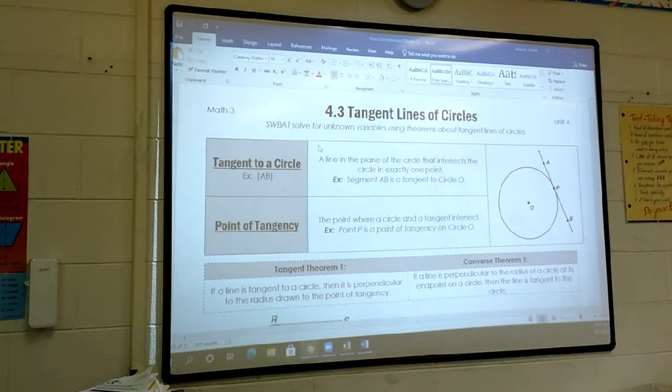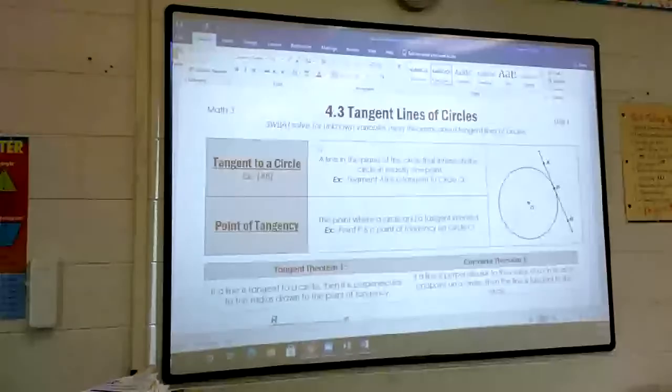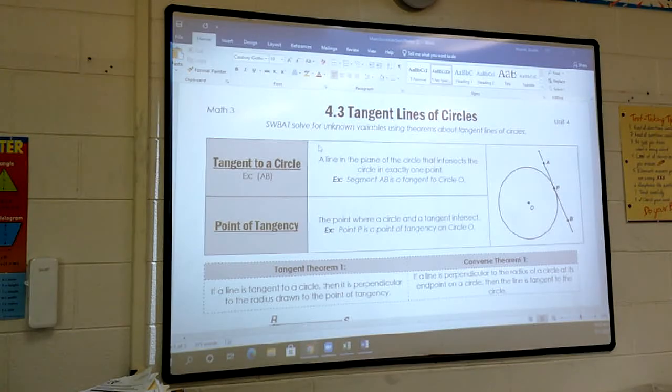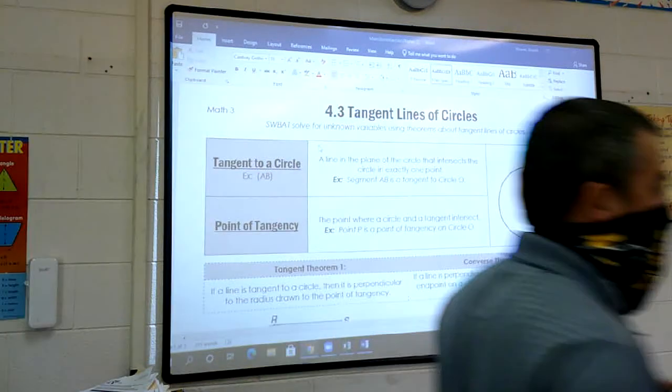So the lesson today is on tangent lines of circles. And if you look at the circle on the board, you will notice what a tangent line is. A tangent line is right against the circle. So a tangent line goes beside a circle. It goes right beside the circle and touches the circle. So you see it touches the circle there at point P.